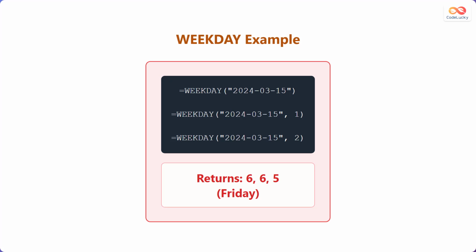In these examples, the function returns 6, 6, and 5 respectively because March 15, 2024 was a Friday. The return value depends on the return type specified. The first two examples default to Sunday equals 1, while the third example uses Monday equals 1.